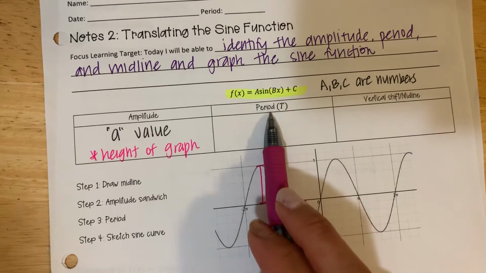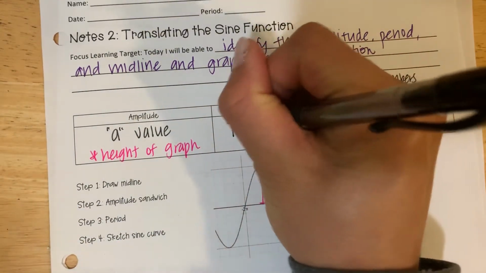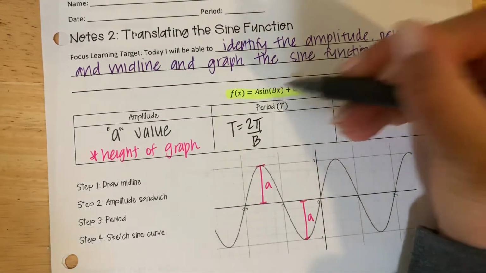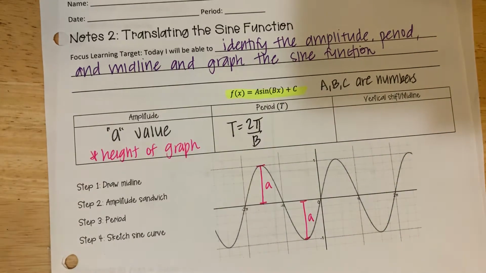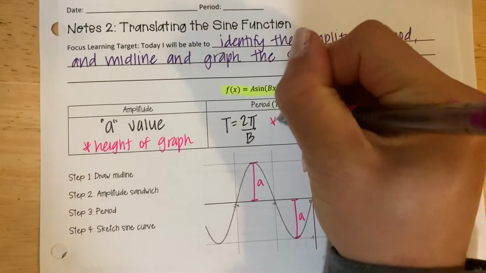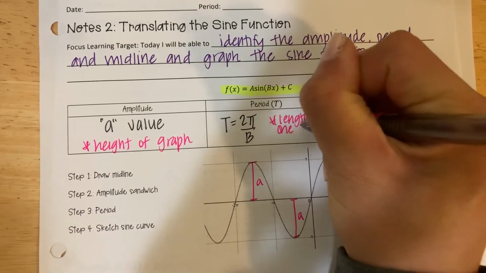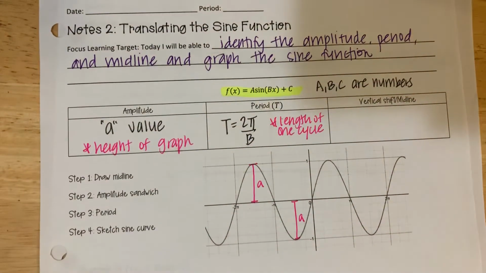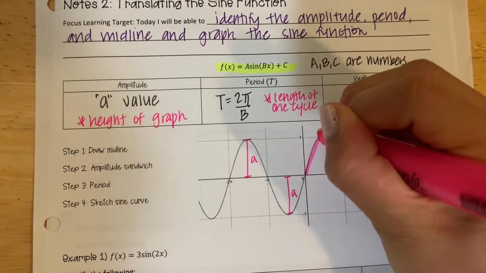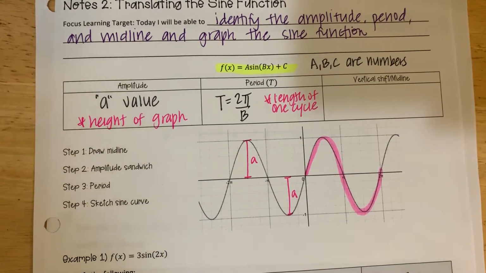Now, the period, we actually use the letter T to find the period. And to find the period, it is a formula. You're gonna take 2 pi and divide it by that letter B. If you remember what a period is, it's the length of one cycle. So if you remember, the sine graph always starts in the middle at 0, 0, goes up, down, back up. This right here is considered one cycle.